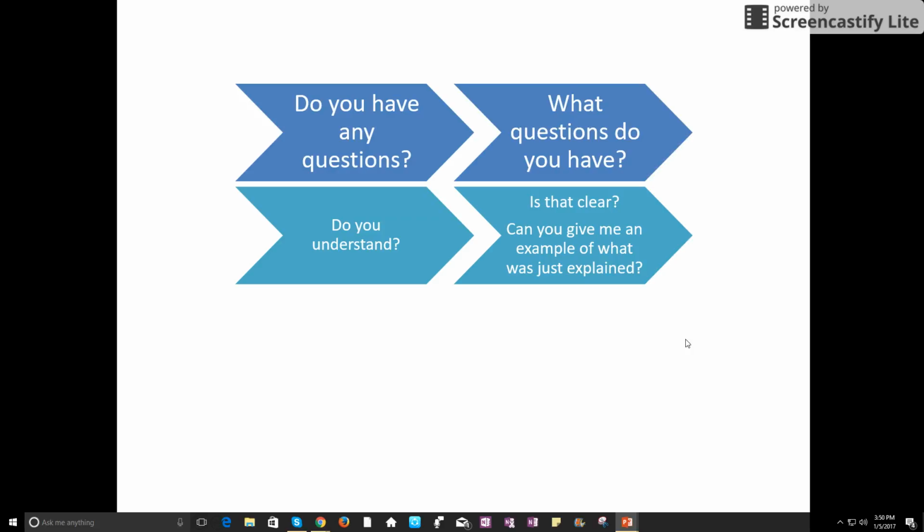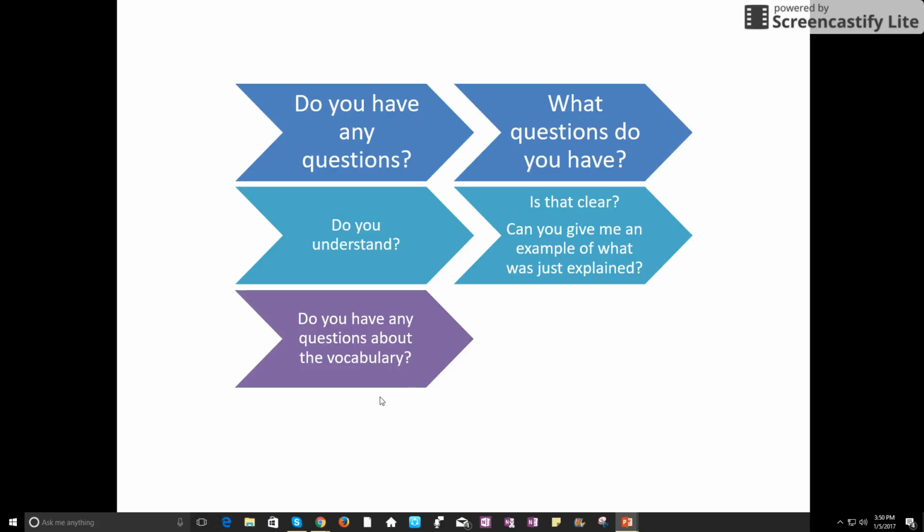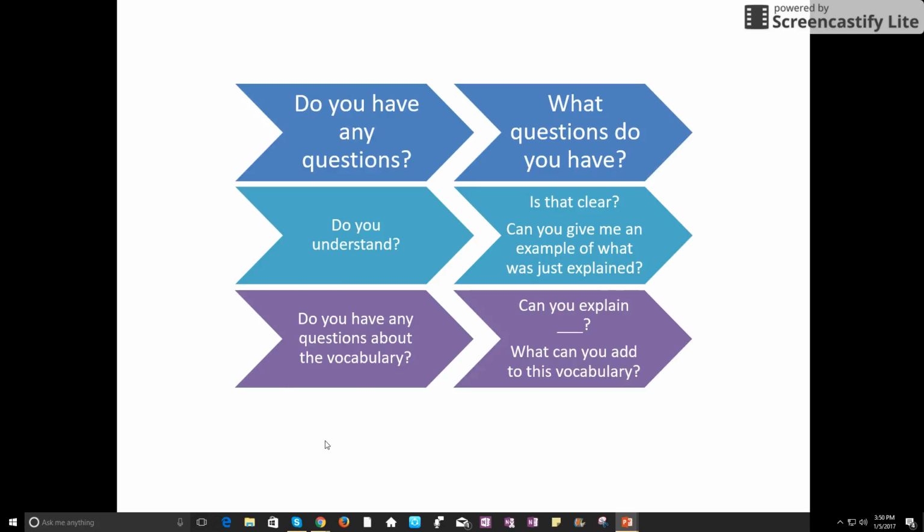Can you give me a definition? How would you describe this? And then as we just talked about, do you have any questions about vocabulary? Can you explain? And then when there's an opportunity to add vocabulary to the lesson, ask them, what can you add to this vocabulary?